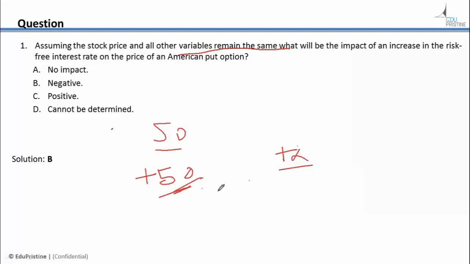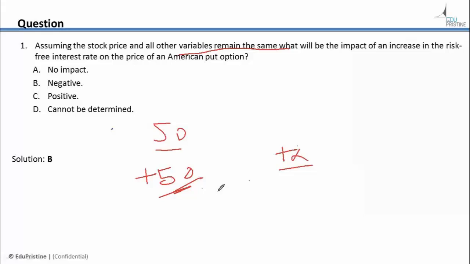But if interest rates are high, in case of a put option, I would like to deposit money now because I will earn higher interest in the bank now. I don't know what will happen after 2 months, but even if interest rates remain the same, I will earn for 3 months if I deposit now, and I will earn for 1 month if I deposit after 2 months. So I would like to deposit now. So I will not favor buying the put option.